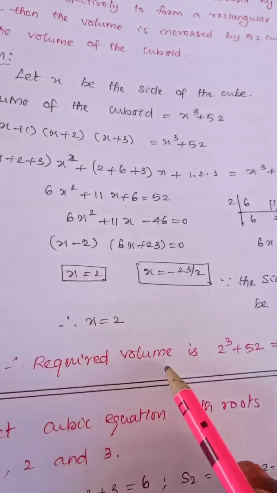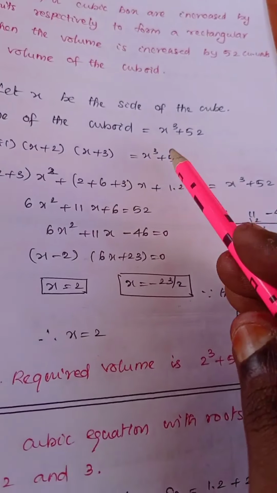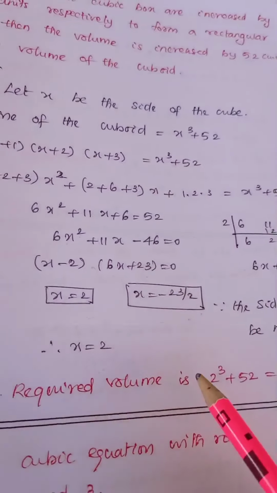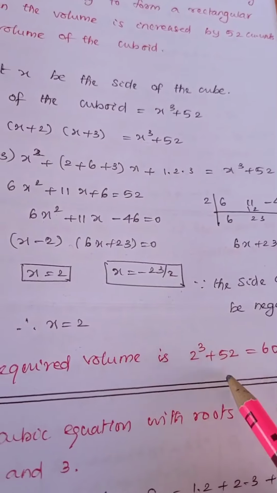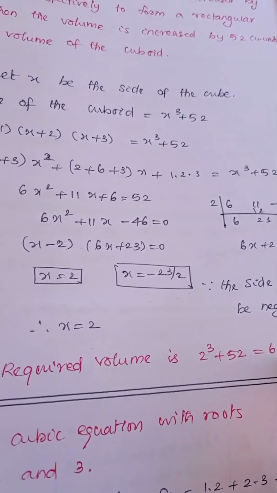So the required volume is x³ + 52. Substitute x = 2: 2 cubed is 8, and 8 + 52 is equal to 60. That is the answer.